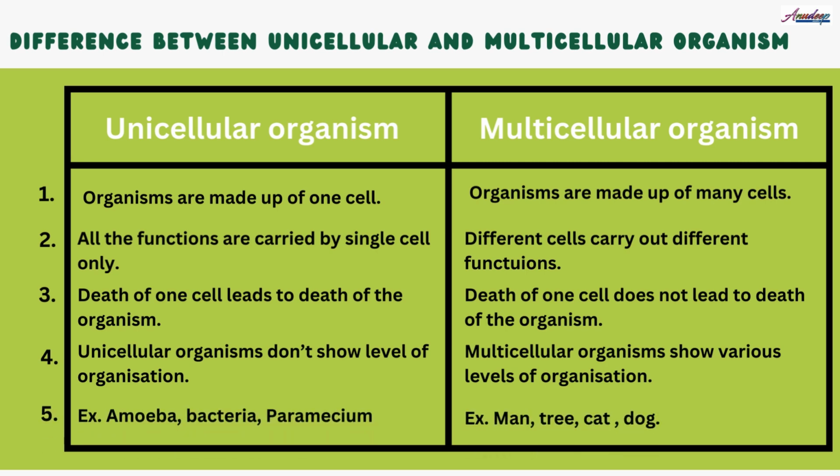Examples of unicellular organisms are amoeba, bacteria, paramecium, euglena, and multicellular organisms are man, tree, cat, dog, giraffe, whatever animals we can see, these are multicellular organisms.